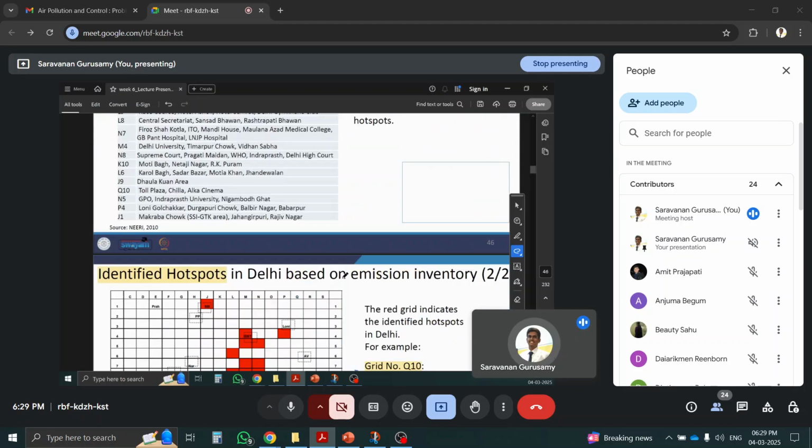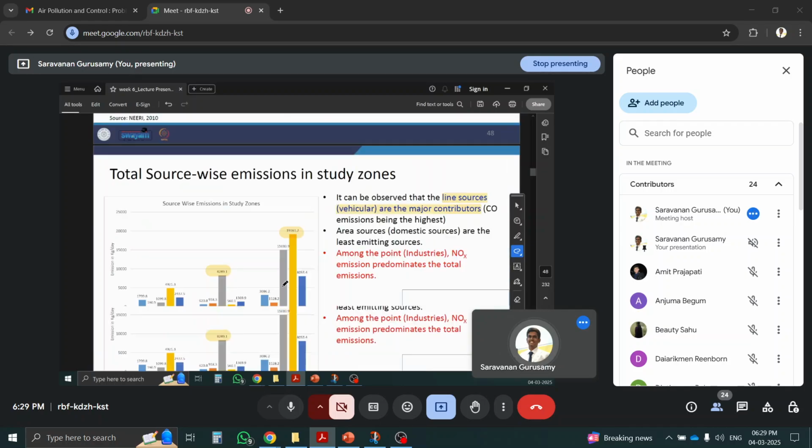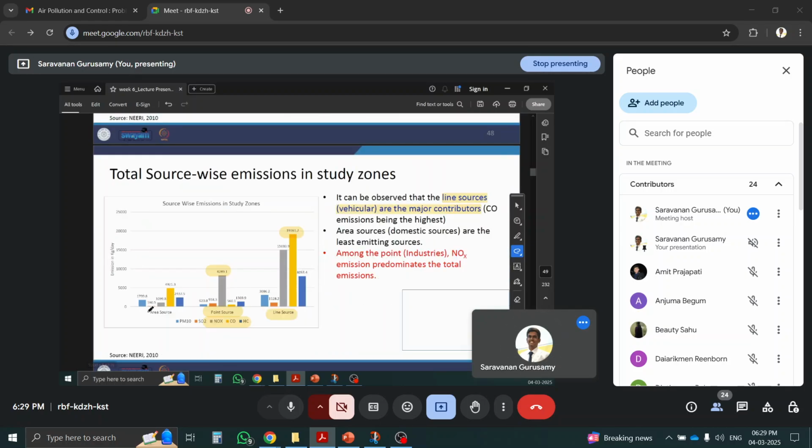The red marks are identified hotspots. You can see from the same map. And the total emission was also given for the total 10 locations. Here you can see everywhere NOx is higher, followed by carbon monoxide. And if you compare area, point source, and line source, because area source we have calculated, point source we have calculated from industries, line source we have calculated from the vehicles, and if you compare these three, you can see carbon monoxide is higher in line source, that is from the vehicular emission.